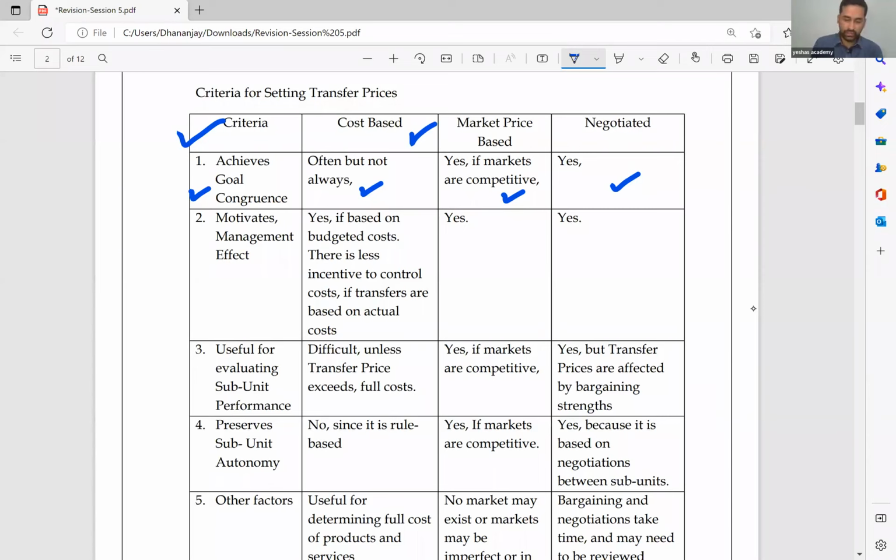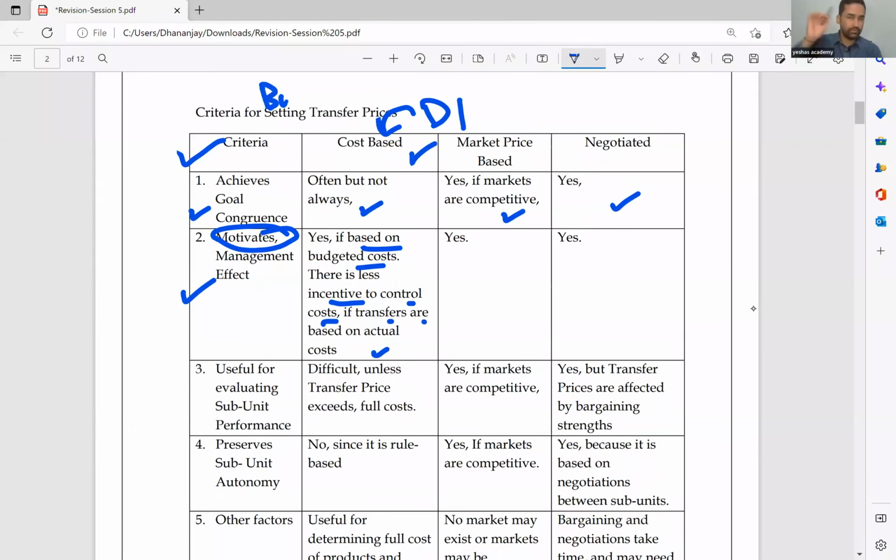Second, motivates. Yes, if based on budgeted cost; there is less incentive to control the cost if transfers are based on actual cost. How do you motivate department 1 under a cost-based transfer price? You set a budgeted cost. Budgeted cost is 8 rupee per unit. Example, forget the previous numbers, a new example, 8 rupee. Now, how will you motivate the department 1 manager even under cost-based? You say, look, boss, you will transfer throughout the year to department 2 at a budgeted cost of 8 rupee only. Now, what is the motivation for him?